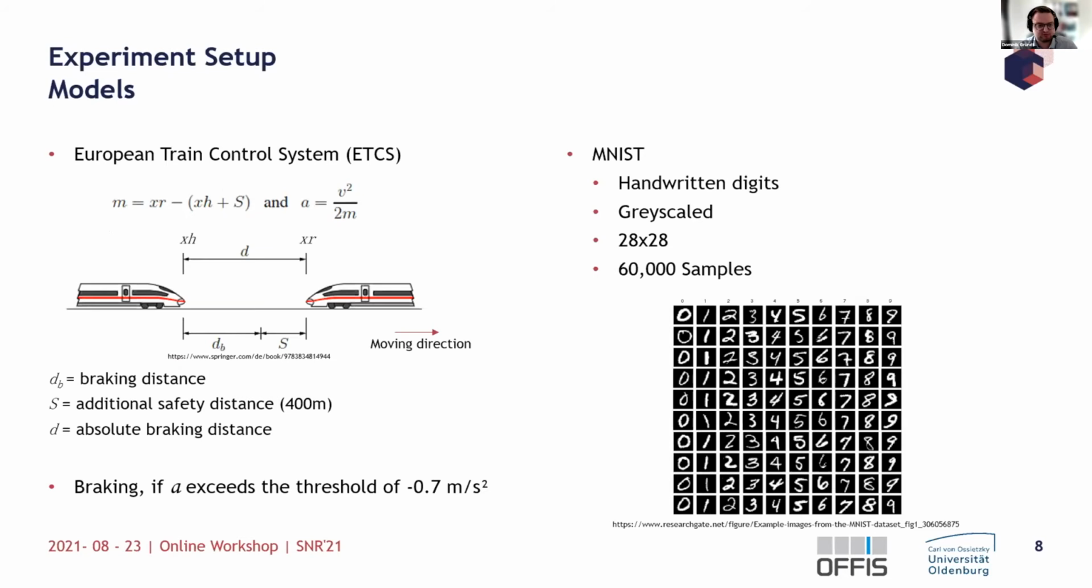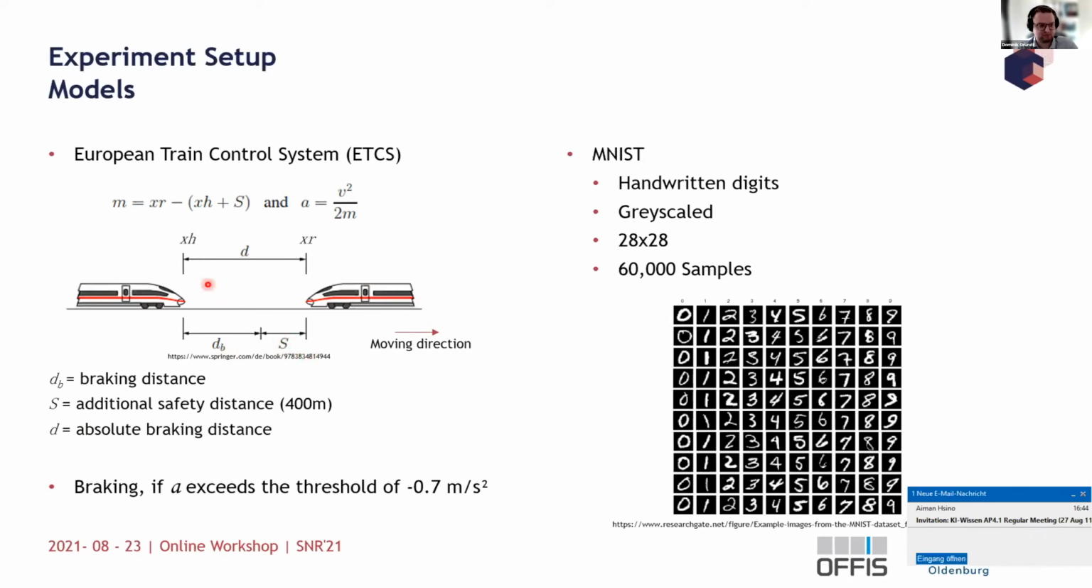We consider two models. First, we introduce the European Train Control System, which is a real-world system that is running. It's a little bit simplified here, but it comes very close. And there are two trains on one track. Right, on the right side we see the train in front and a following train on the left, and they have a distance between, and the distance is also called the absolute braking distance, and this is the sum of the braking distance and an additional safety space of 400 meters.